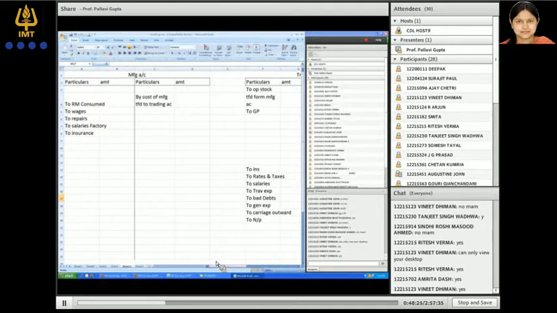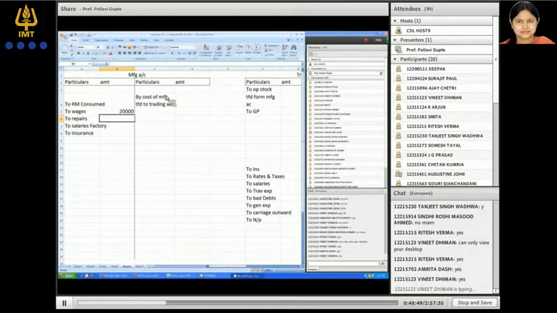Okay. Let's start with the question. Let's start with the debit side of the trial balance. First item is wages. Wages are paid to the laborers, so they are part of the manufacturing account. So I will write in the manufacturing account, to wages, 20,000. Right?